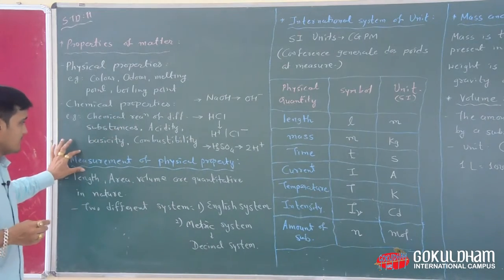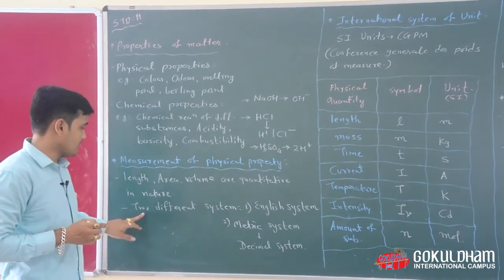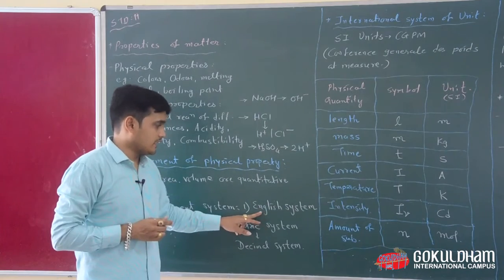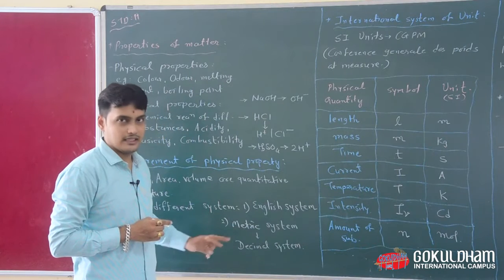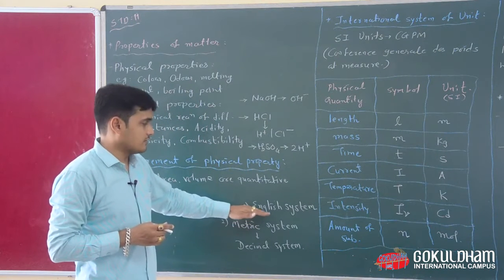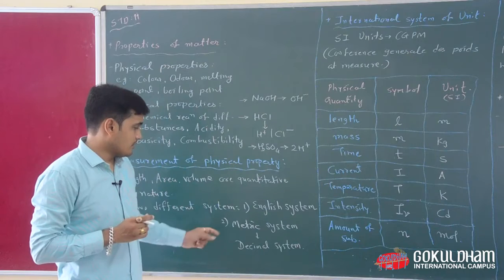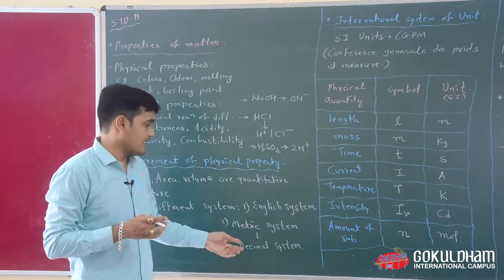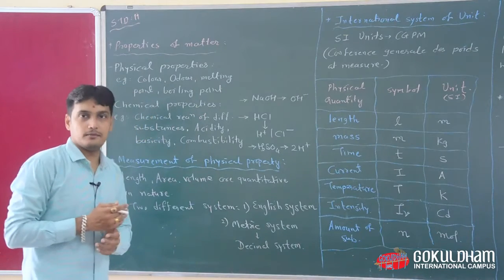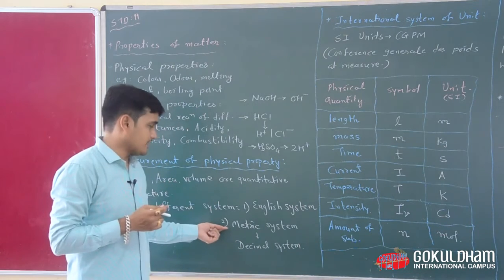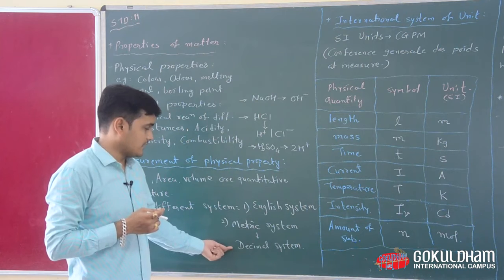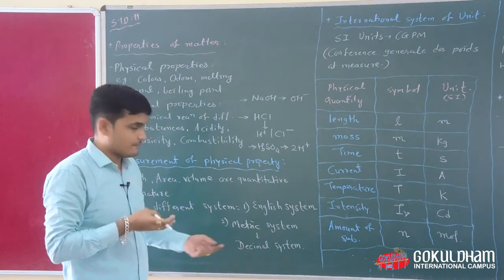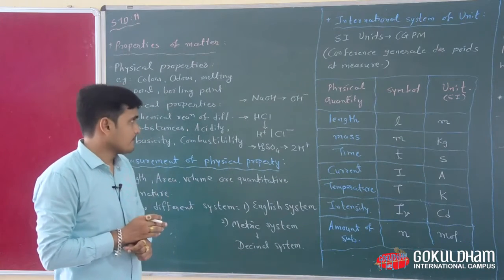The measurement of physical properties has two different types of system. First is the English system and the other is the metric system. The English system is not in use nowadays, but the metric system is still in very normal use in different countries. This method is very easy because it contains a decimal system. It was invented by France in the 18th century.